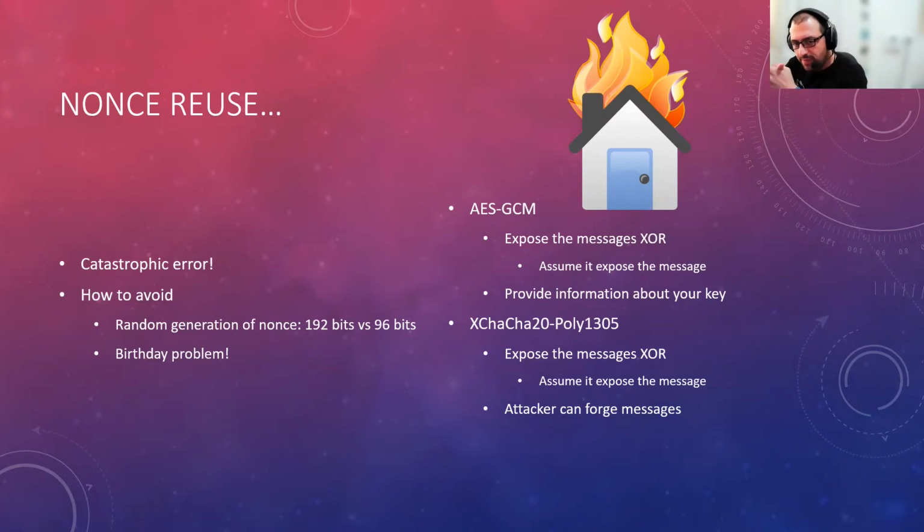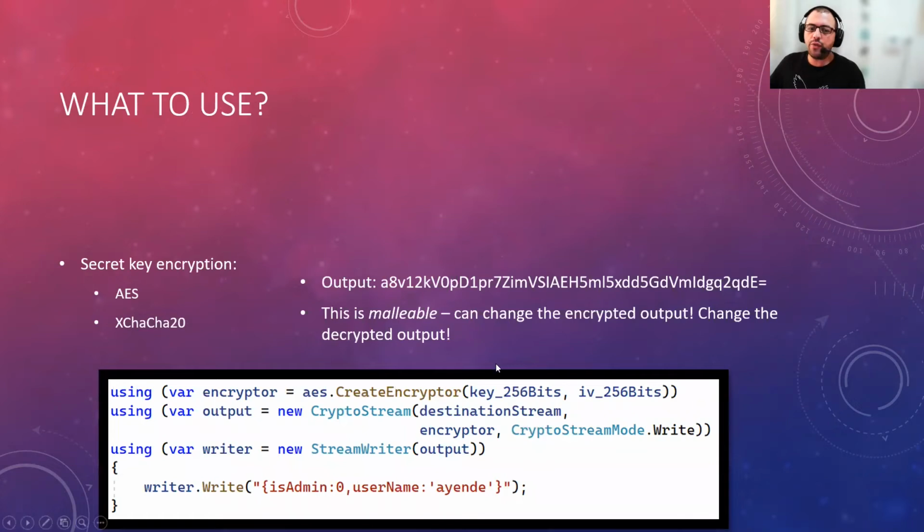With XChaCha, you again expose the message, and it allows the attacker to force messages to pretend that this is a valid message that you sent. Remember, the whole idea of using authenticated encryption is to ensure that this is valid. So we'd be able to modify this value and forge the authentication token.